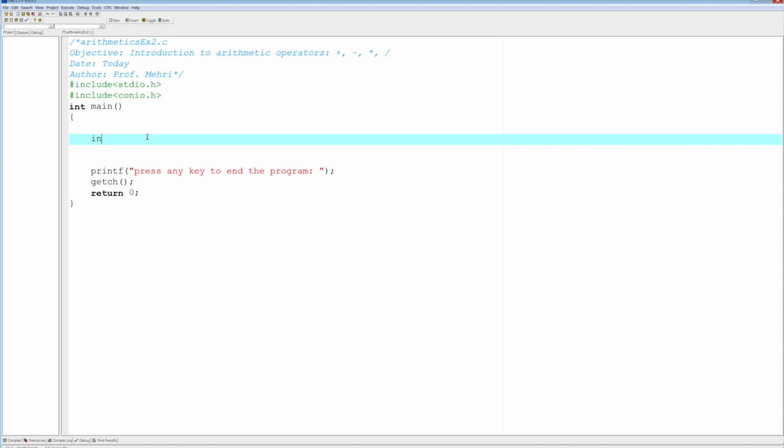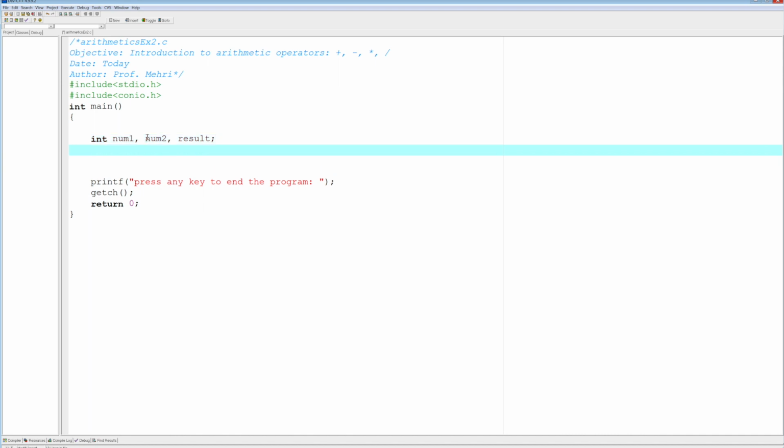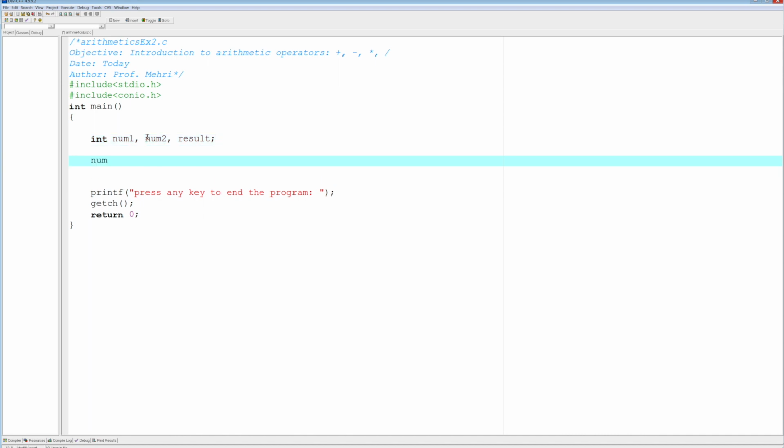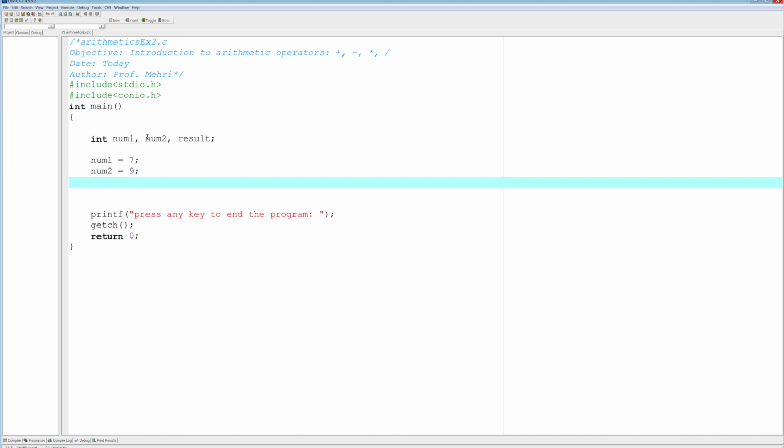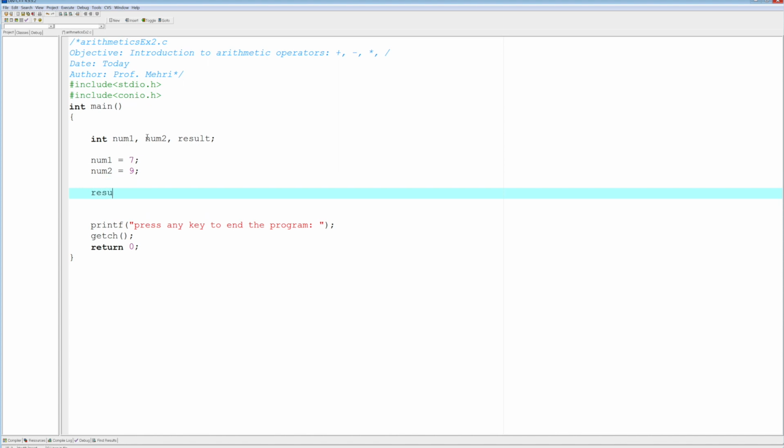So let's say I have two variables, num1 and num2. And let's say I also have something to store the result. Now, these are all integers, okay? So we can set values for either one. So num1, let's say, is equal to 7 and num2 is equal to 9, then a multiplication of these two, the content of these two variables would look like this. Result equals num1 times num2, okay?